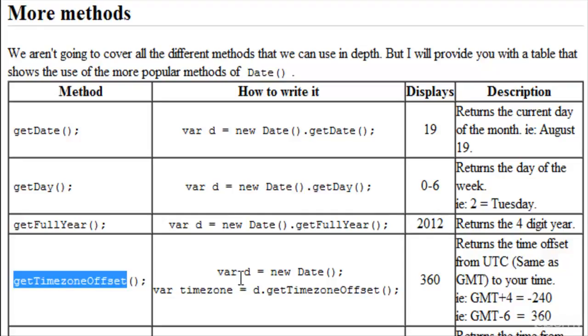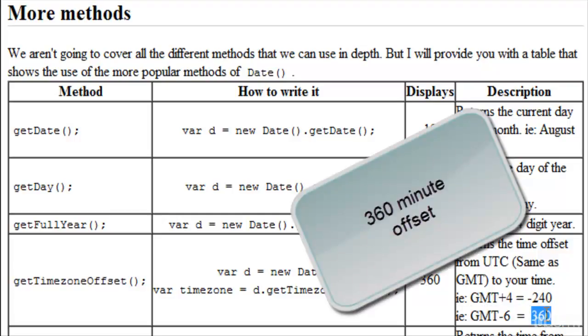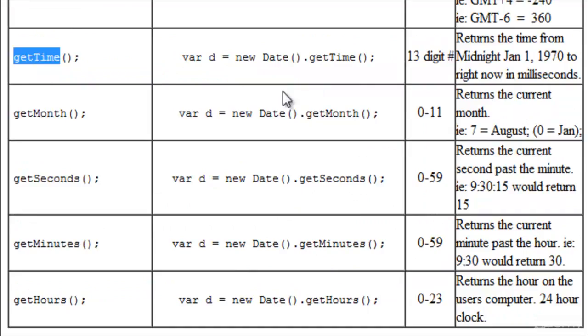Next we have getTimezoneOffset. This will return the offset from the UTC, which is the same as GMT, to your time. For example, GMT -6 is equal to 360. GMT plus 4 is equal to minus 240. Then we have getTime, and this will provide you with a 13-digit number. What this number is, is the time from midnight of January 1st, 1970 to right now in milliseconds.